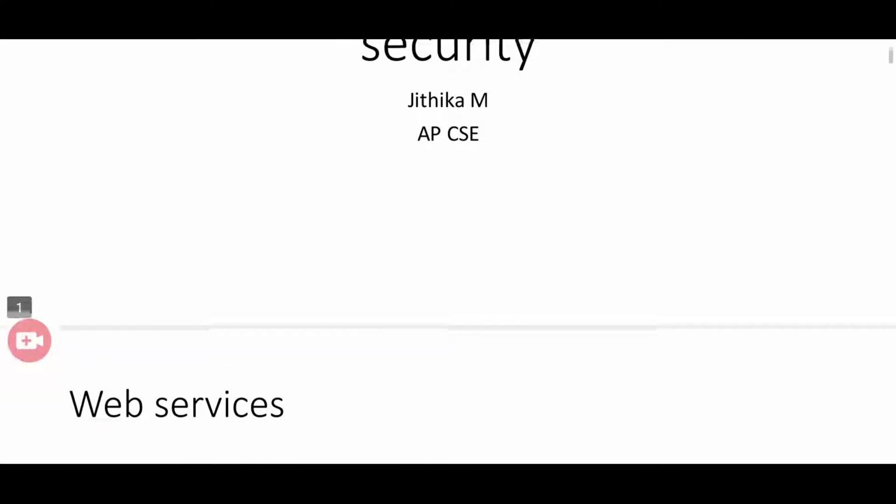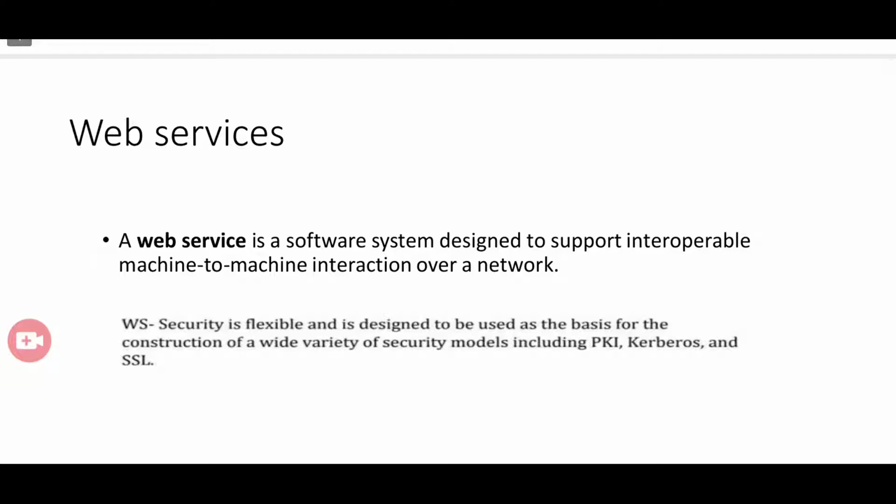Okay. So first we can see what is web service. Actually, web service is a software system that is designed to support interoperable machine to machine interaction over a network. So within the network, a number of machines are in an interactive mode. So we have to provide some services by using some software system. They are actually known as web services.